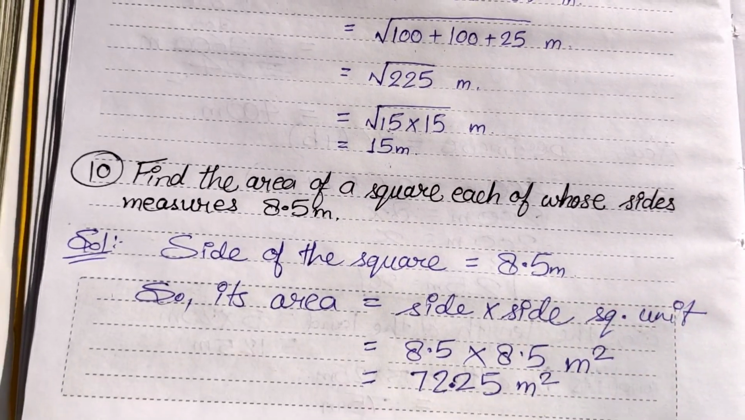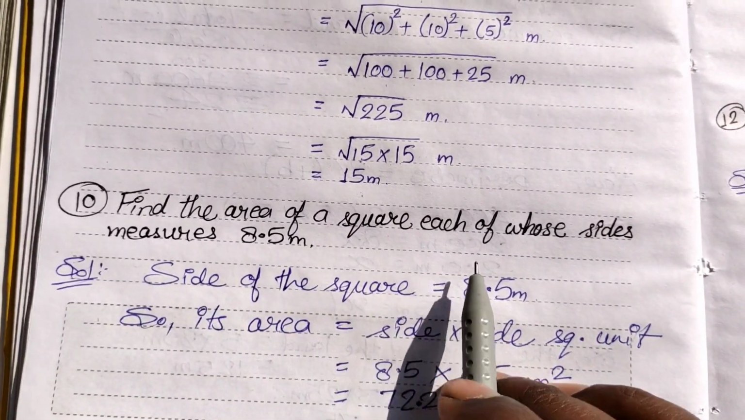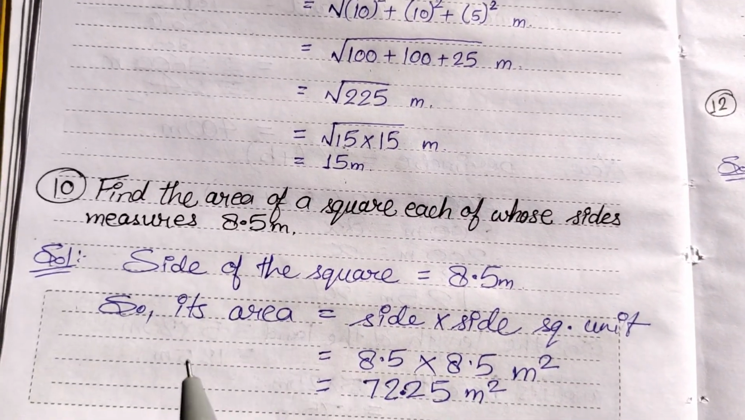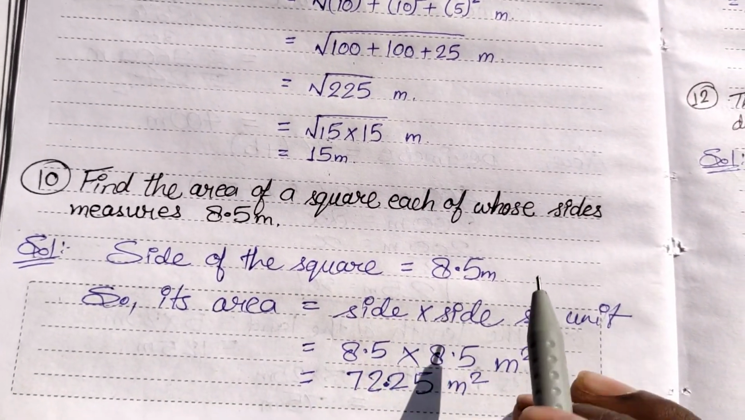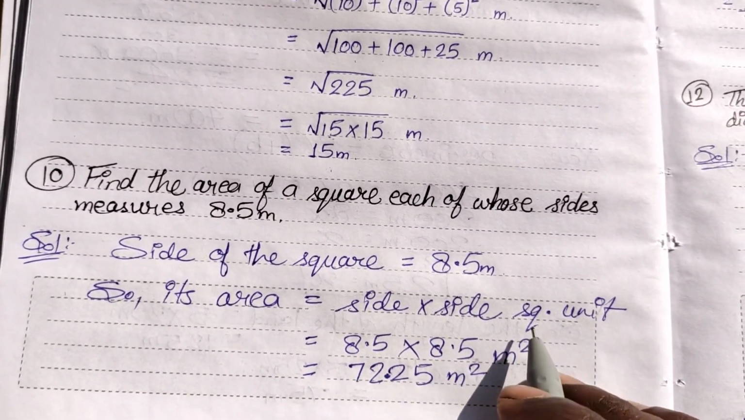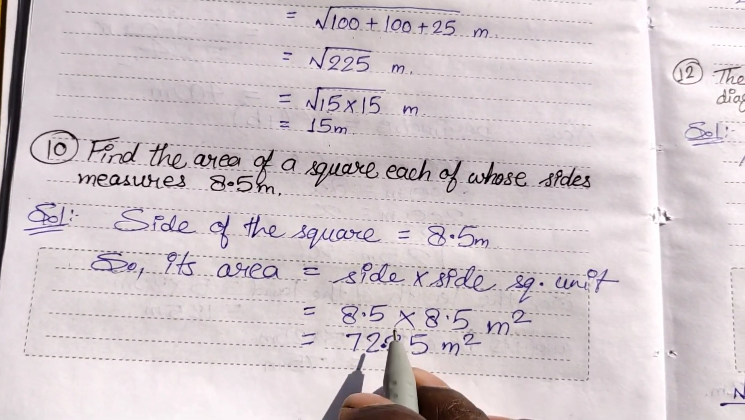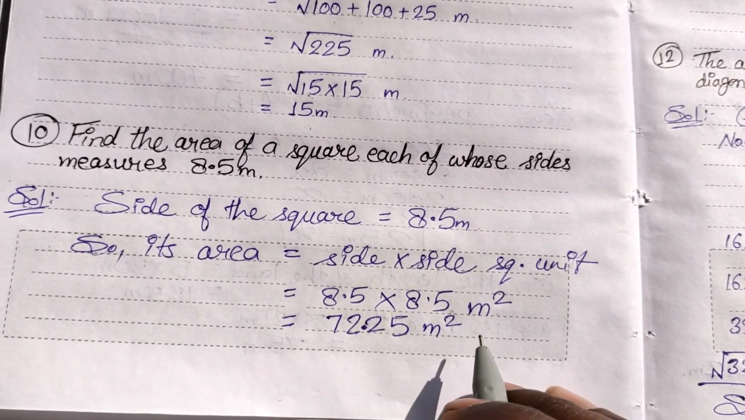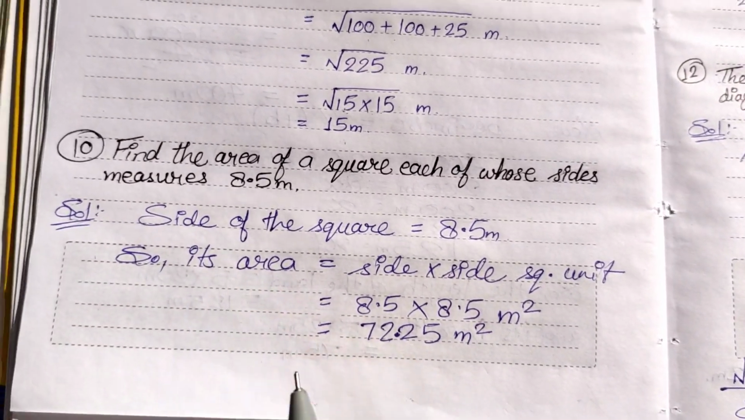Now moving on, question number 10. Find the area of a square each of whose side measures 8.5 meter. Now the side of the square is given, that is 8.5 meter, and we have to find the area. So area of the square is equal to side into side, square unit. Now multiplying 8.5 with 8.5, we have 72.25 meter square as area.